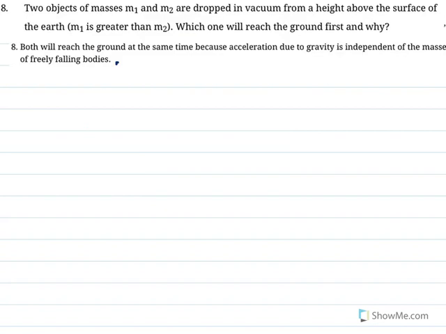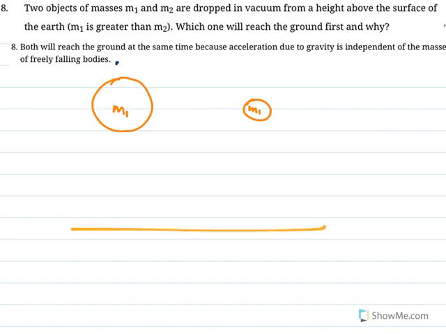Two objects of masses M1 and M2 are dropped in a vacuum from a height above the surface of the earth. M1 is greater than M2. Which one will reach the earth first? So we have two objects, M1 which is a large object and M2 which is a small object, and they are dropped to the surface of the earth. Now both will reach the earth in the same time.